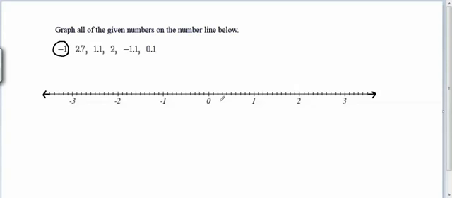So we can find -1 on our number line. It will be 1 unit below 0. We'll put a circle in at -1. The next one's a little more interesting.